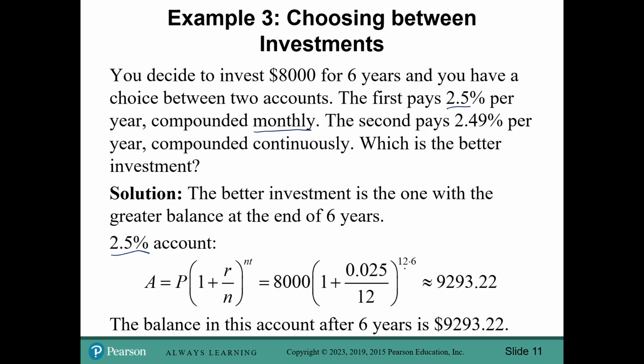Then we raise that to the 12, once again from the monthly, 12 times 6, because we're compounding over 6 years, right? That's right in the problem as well. If we do the math on that, we wind up with $9,293.22. So the balance in this account after 6 years is $9,293.22. Now, let's find the balance of the other account, where we are compounding continuously and have a rate of 2.49%. A really, really close rate, slightly lower, but we're compounding a whole lot more times.